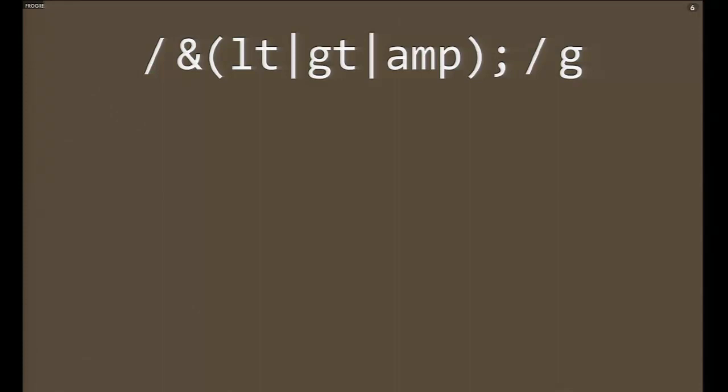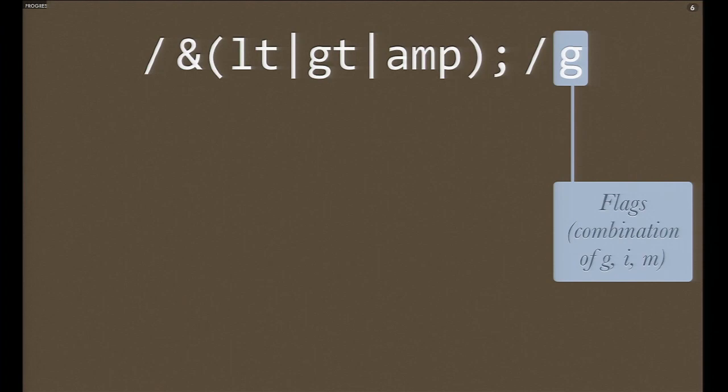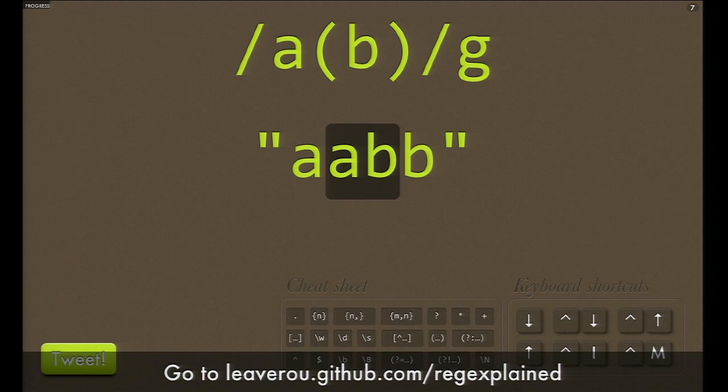So to start with the syntax, the very basic rule is that every regular expression literal starts with a slash and ends with a slash. What's between the slashes is the pattern we're trying to match. And after the slashes, there are the so-called flags, which in JavaScript are just a combination of g, i, and m in no particular order. While I'm explaining the syntax, you can go to this web application I made for this talk to test it for yourself if you want.